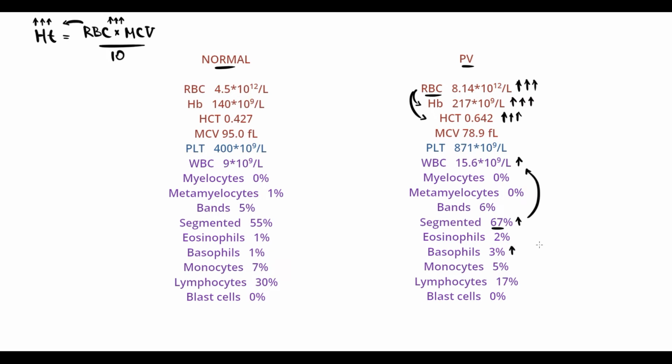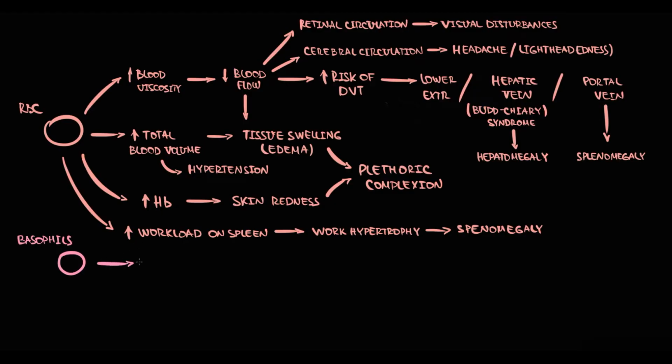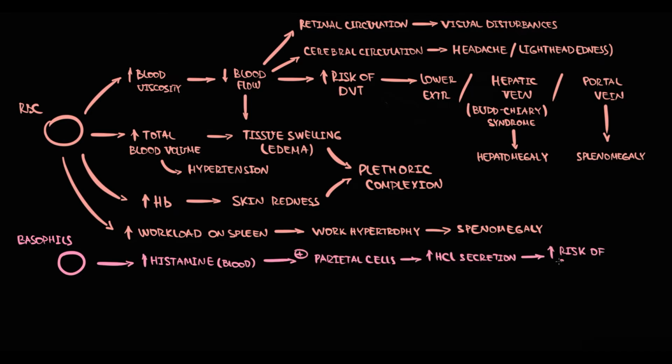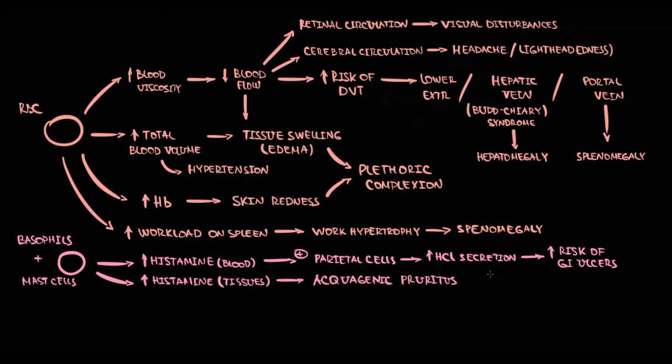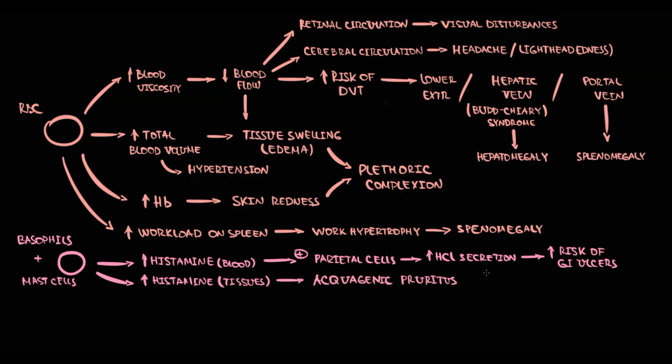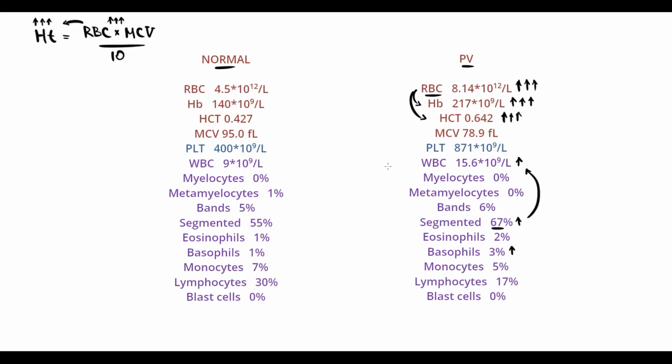Interesting that they can even remain within normal range, but the problem is that in polycythemia they become hyperreactive, and because of this they release a lot of histamine that with time can increase the risk of gastric ulcers. And in addition to this, increase in histamine release in tissues causes aquagenic pruritus, which is a signature feature of polycythemia. Another type of cells that significantly increase are platelets.